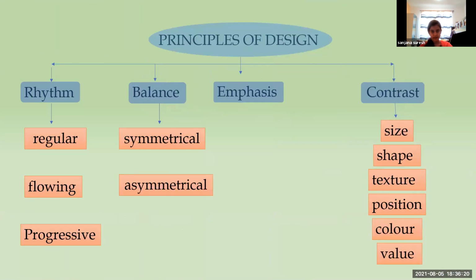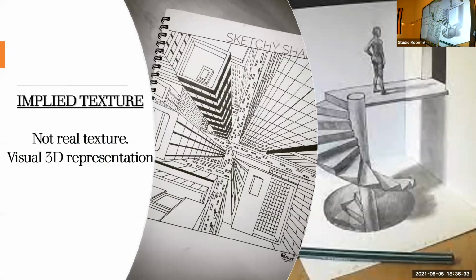Then principles of design. Sanjana, one thing that I want to tell you is that the implied texture is actually not a real texture, but it is a virtual representation of it. The thing that we used to do when we were kids is that we used to place a piece of paper above a coin, and we used to scratch it, right? Yes, ma'am. So a texture will be created on that particular surface. So that is implied texture.